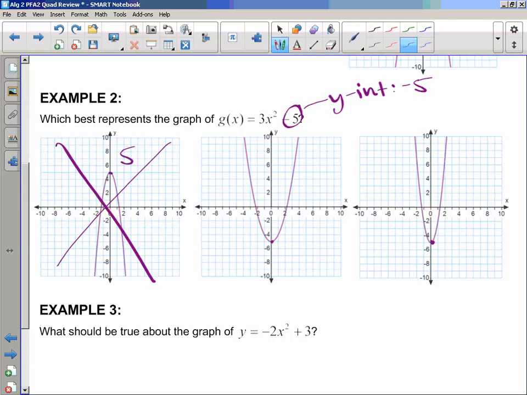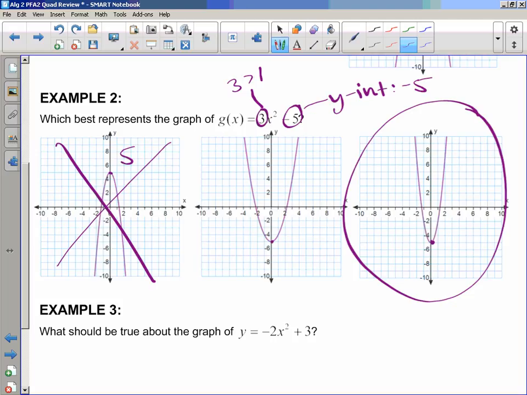So then how to choose which one is which? Well, do you remember what I said about when this leading coefficient is greater than 1? What that's going to do to the graph? That's going to make the graph narrower or skinnier. So that makes me think it's going to be this one, because that graph is narrower or skinnier than this one right here to the left of it.